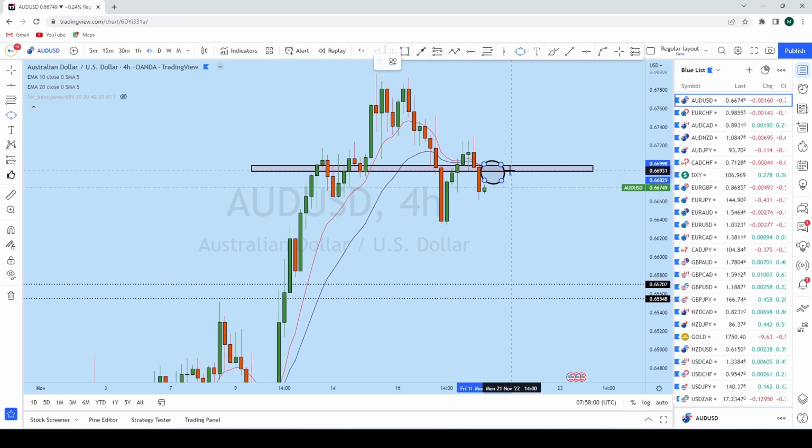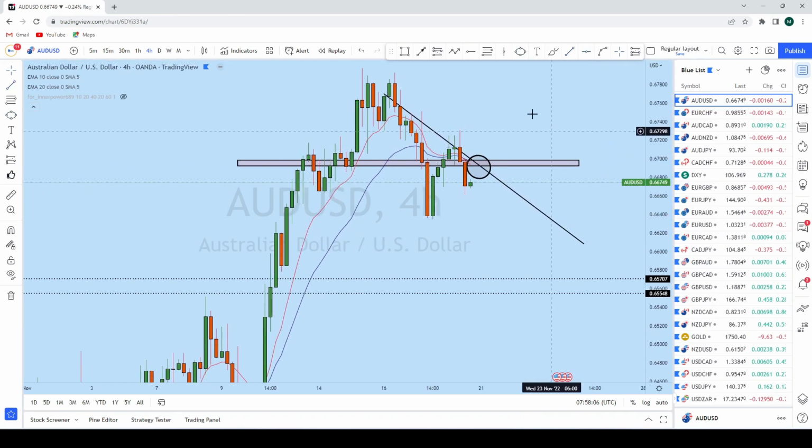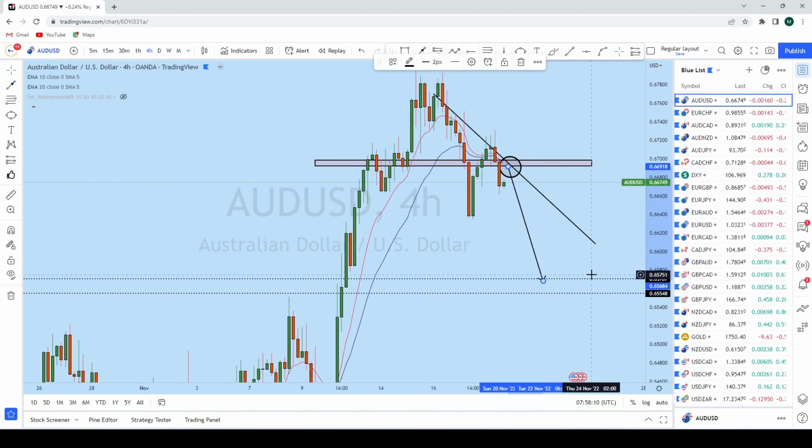As soon as we find a suitable entry opportunity along this zone, if we draw this resistance zone, we see the same kind of pattern. We'll consider shorting AUDUSD with a high probability trade setup with our students.